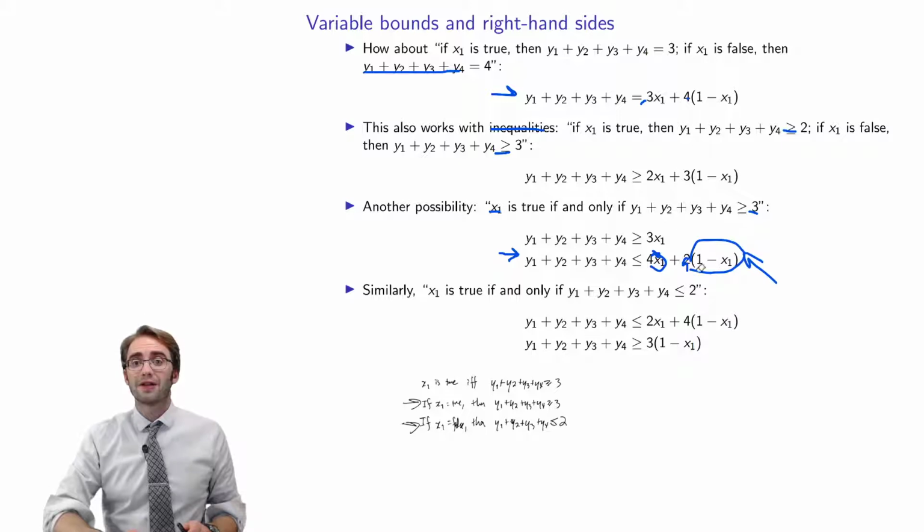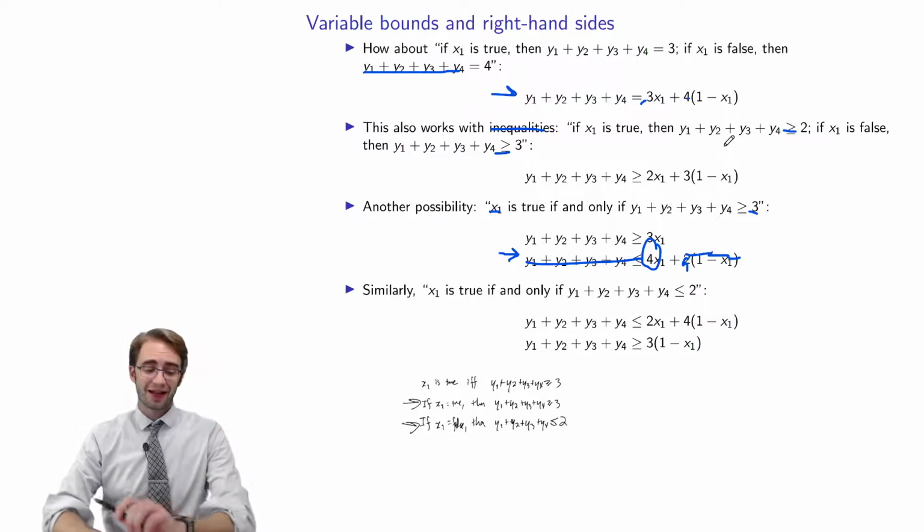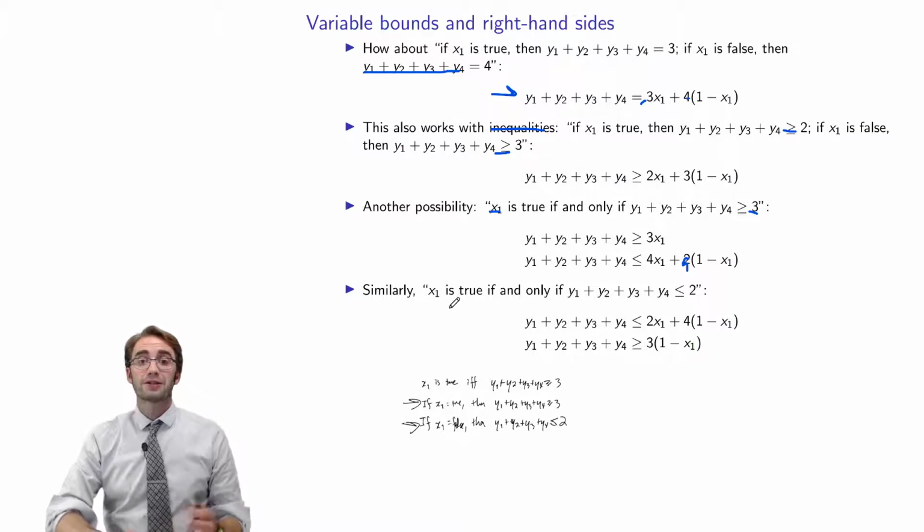On the other hand, if x1 is true, then what happens? Then this thing here on the right gets zeroed out, and this just becomes a 4. But look, there's only 4 variables here, right? So there's 4 variables, so the most they could sum to is 4. And so by saying y1 sum to y4 is less than or equal to 4, there's no content to that constraint, right? I'm not saying anything useful there. So these constraints put together are a way of imposing that kind of condition. Or x1 is true if and only if the y's sum to something less than or equal to 2.